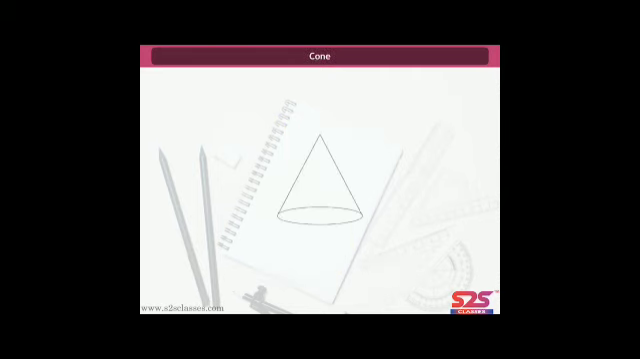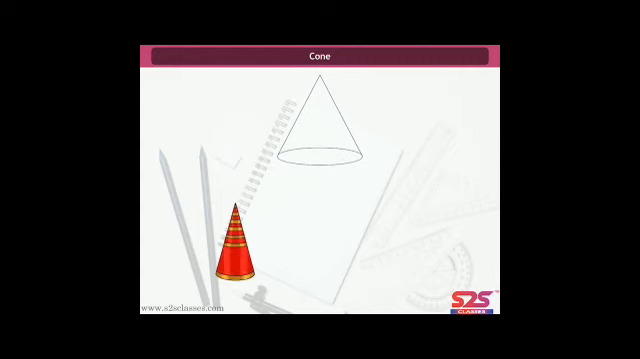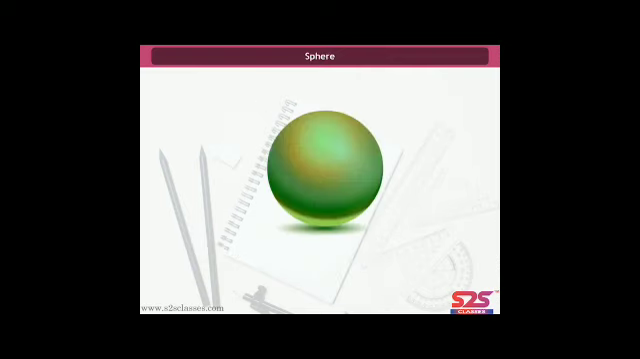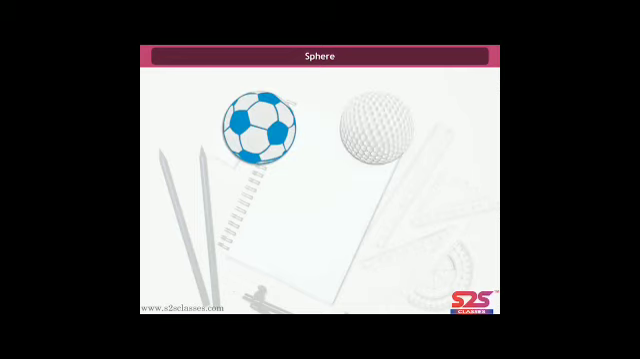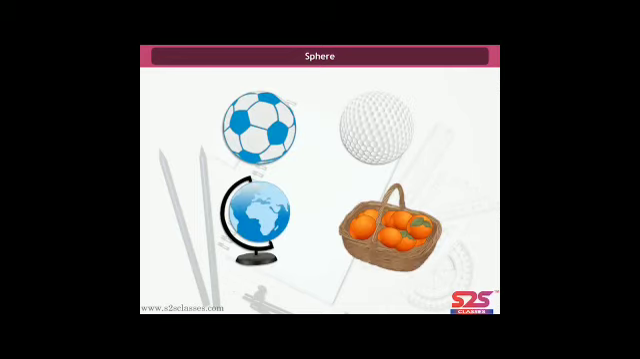Cone. This is a cone. Examples of cone are a birthday cap, an ice cream cone, and a tent. A cone has a circular base and one curved surface. Also, it has one vertex. Sphere. This is a sphere. A football, a golf ball, globe, and a basket of oranges all are spherical in shape. A sphere has no vertices, no edges, and no faces.